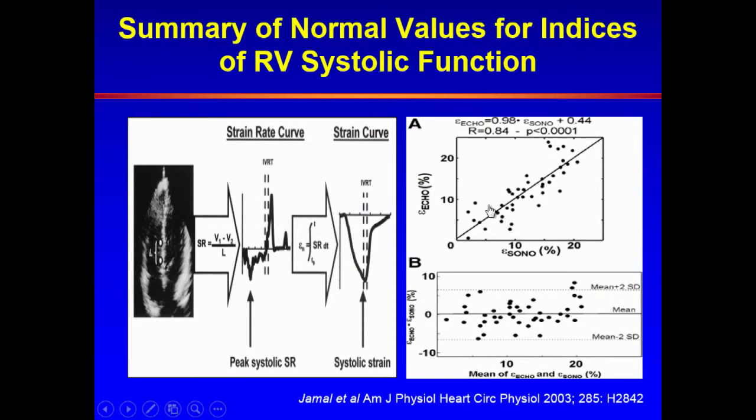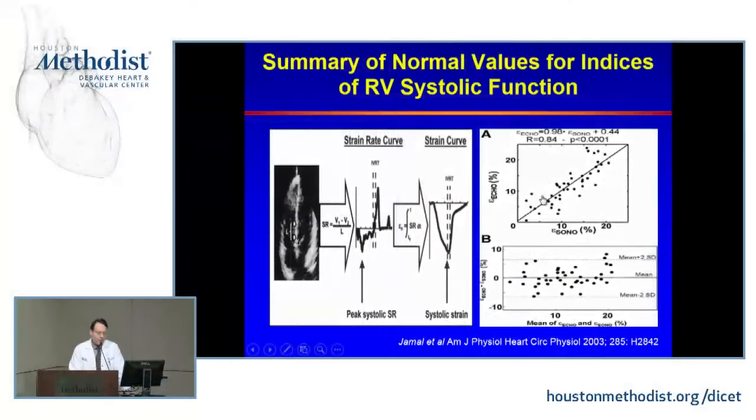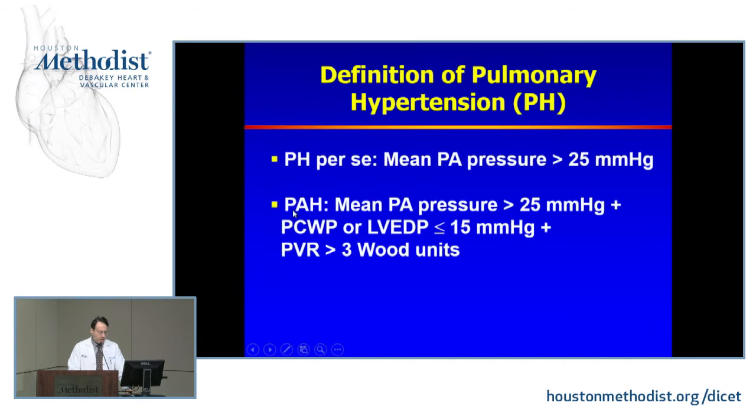Strain is now available on some systems. You have to use the LV. There are some vendors where they have a dedicated software package for RV strain. Here it shows its validation in animals against sonomicrometry with wonderful results. There are also several data now with large series of patients, showing that RV free wall strain or total strain that gets the whole ventricle relates to outcome.